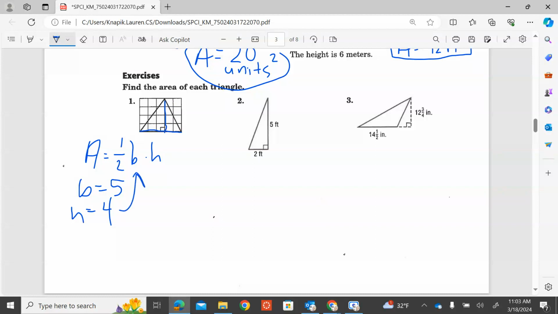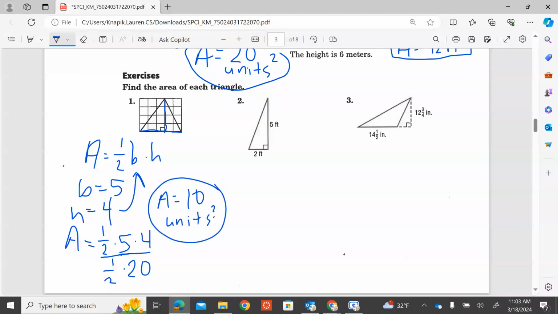Plug back in what we know. Area equals 1/2 times your base of 5 times 4. Well, I could do 1/2 times 5. It's 2.5, but I don't want to use decimals right now. So I'm going to go ahead and do 5 times 4. You get 20 times your half. Area equals 10 units squared.